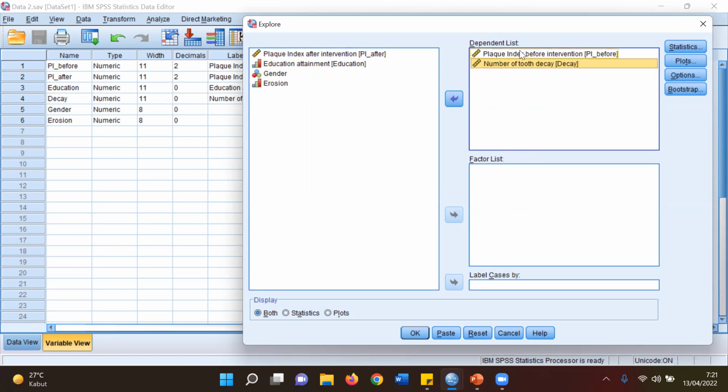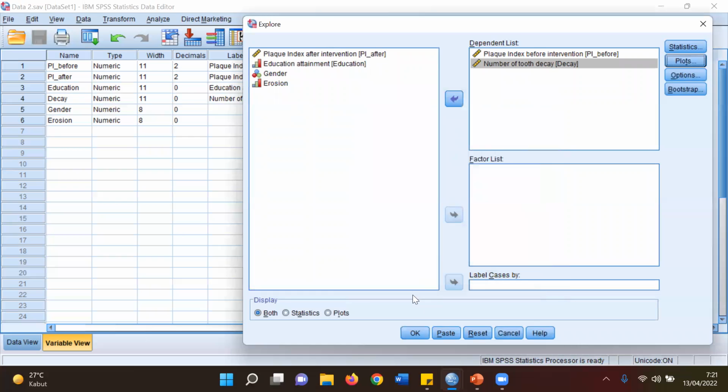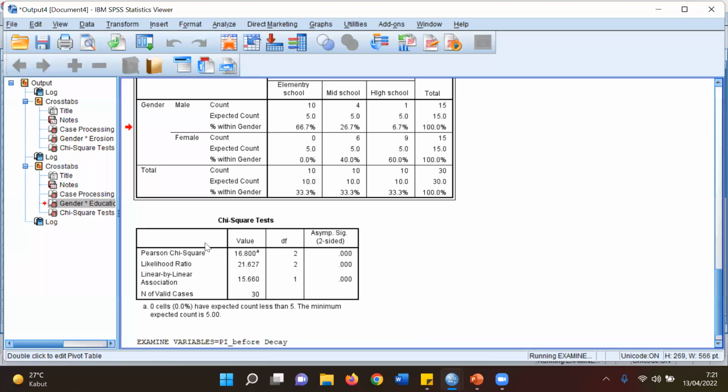So we would like to know whether there is a correlation between the plaque index and the number of tooth decay. Don't forget to click Plots. Sometimes I just unclick the stem-and-leaf and leave the box plot, I don't want to have that currently. And don't forget to click the normality plots with tests. This is the most important thing. And then click Continue and click OK.